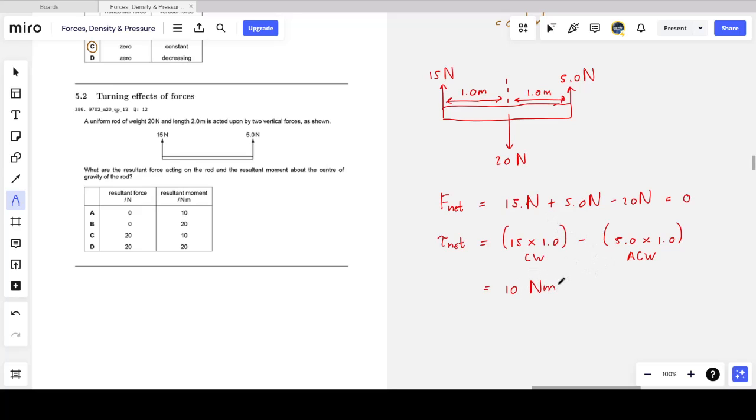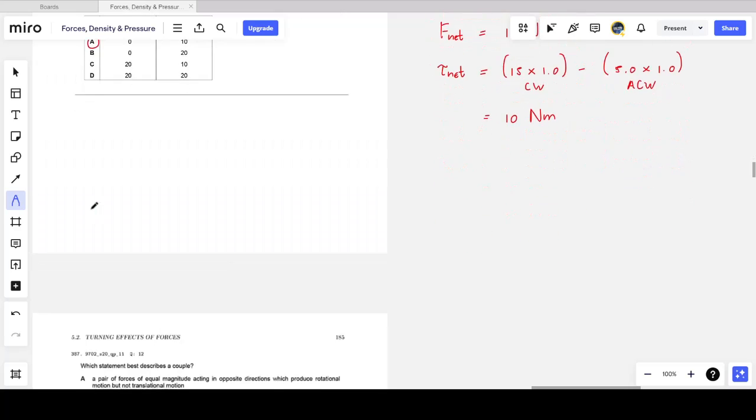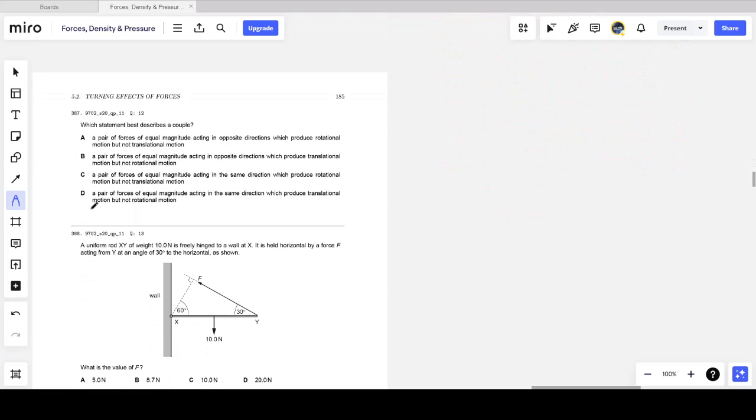So net force of 0, net torque of 10 Newton meters, a net moment of 10 Newton meters, and this corresponds with option A. So we need to know how to calculate net forces, but we also need to know how to calculate net torques as well, net moments.